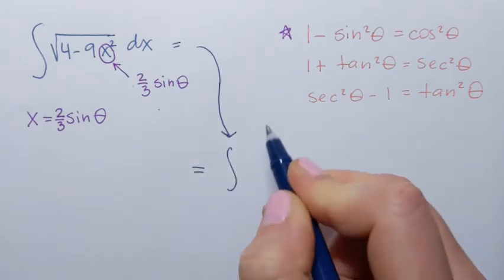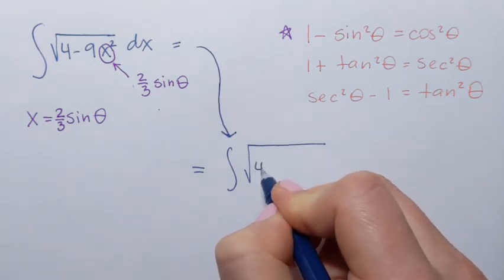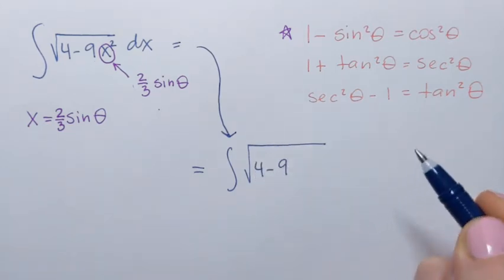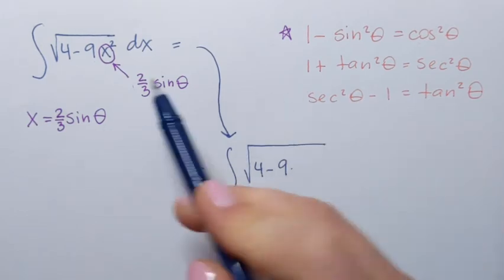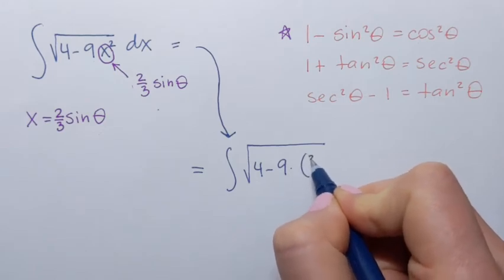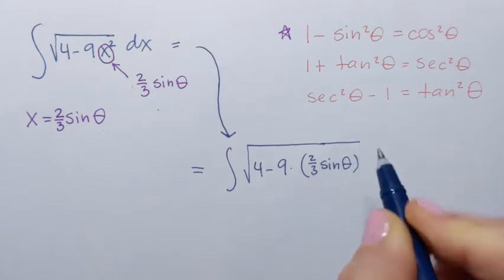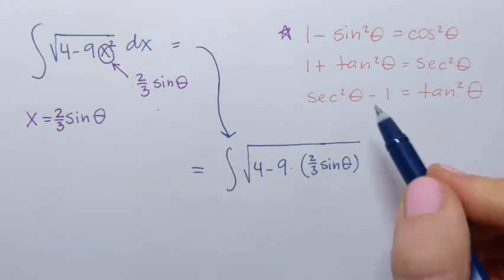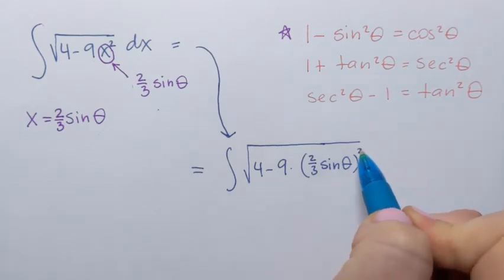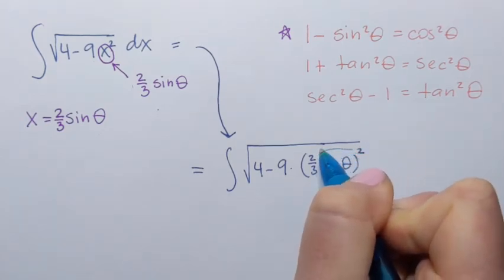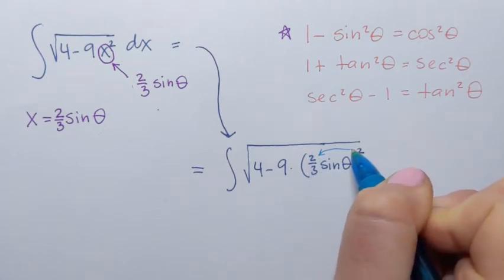I'll have the integral of, and I'm not going to be skipping any steps, so I'll just write them all. In other words, I have 4 minus 9 times, and now instead of x, I am plugging in 2/3 sine of theta. And since x is squared originally, that expression has to be squared. What it means is that in the next step, as I simplify, I'll have to apply the square to 2/3, which means squaring both 2 and 3, and then I will apply the square to sine, like that.